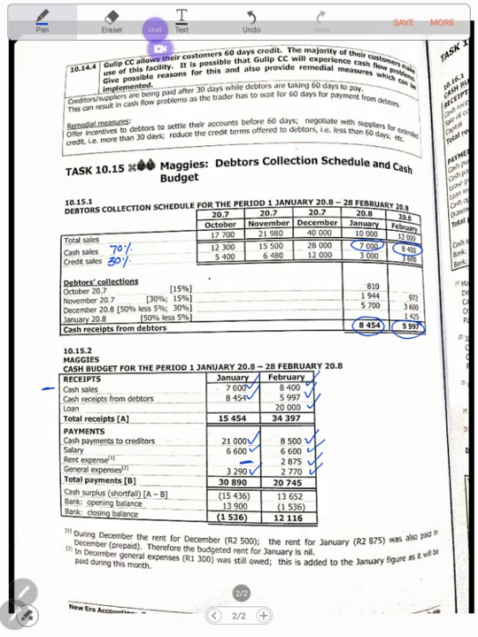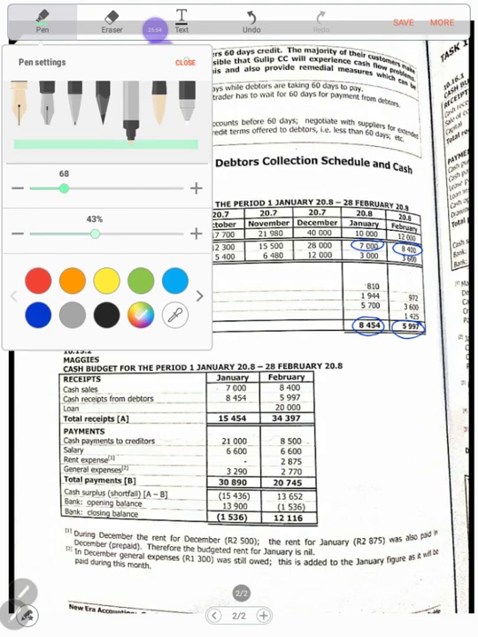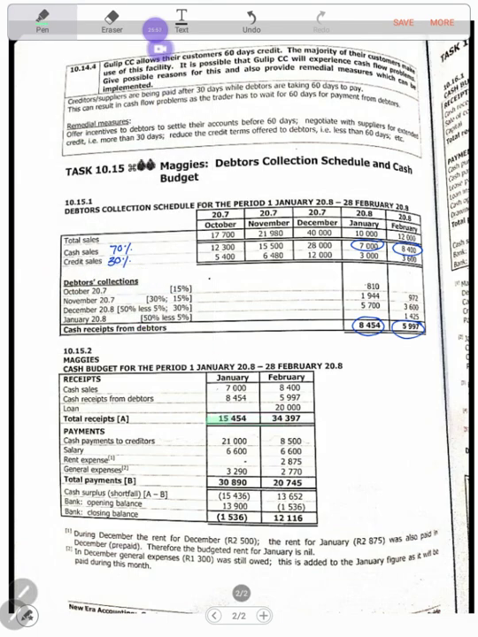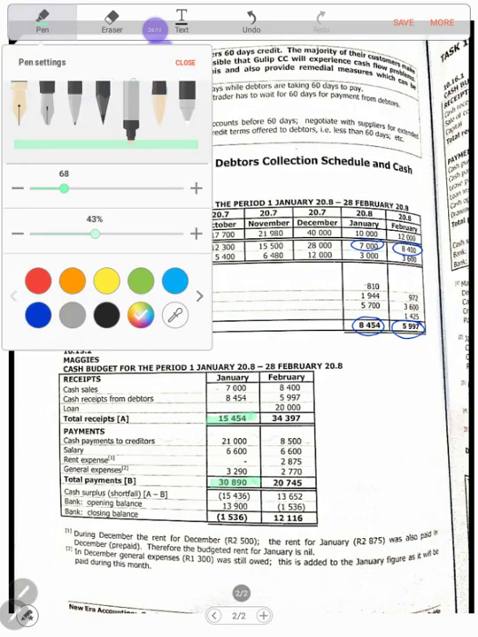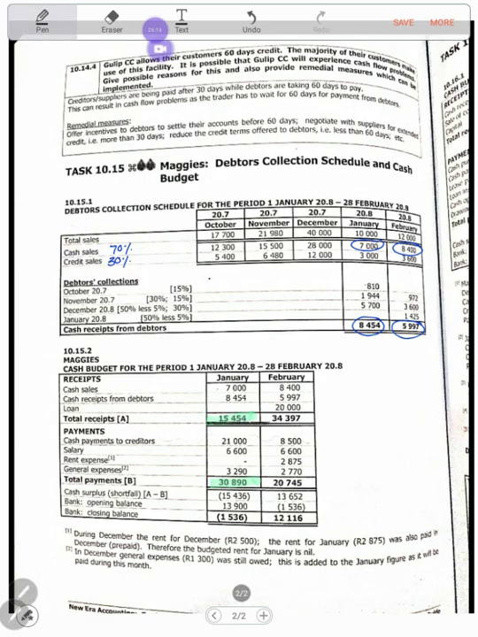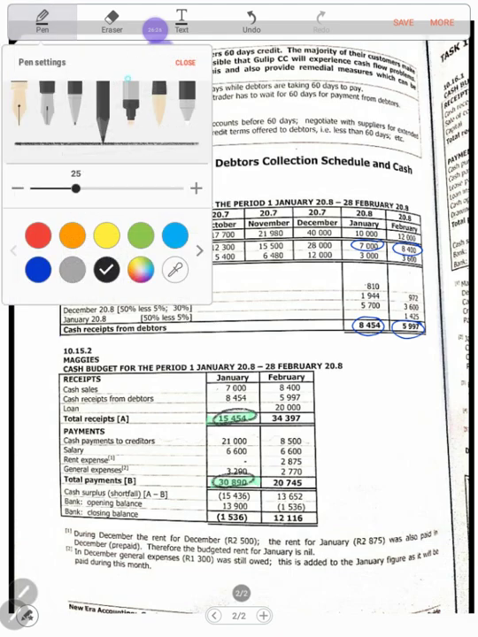So now we can work out whether or not we have a cash surplus or a cash deficit. How will I work this out? I'm going to take A and subtract B. And it will give me either a cash surplus or a cash shortfall. As you can see, for the month of January, our incomes, our receipts, were much less than our payments. Our payments were more than our incomes.